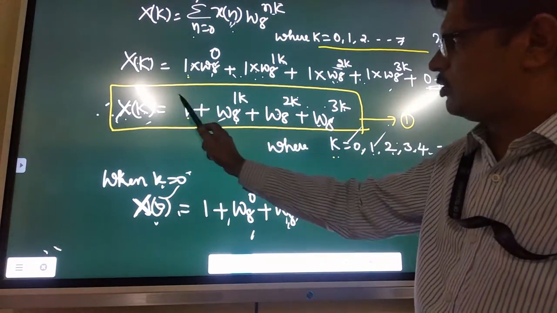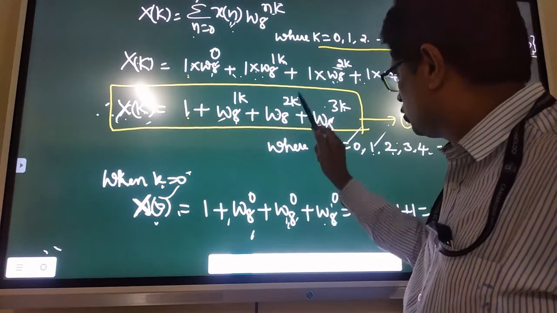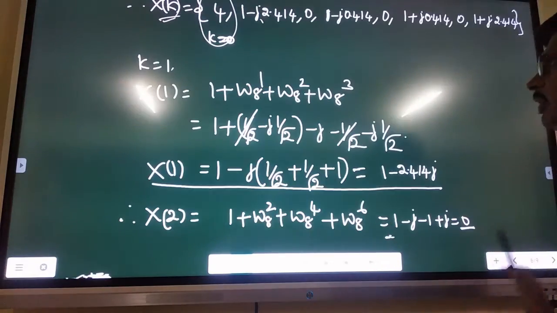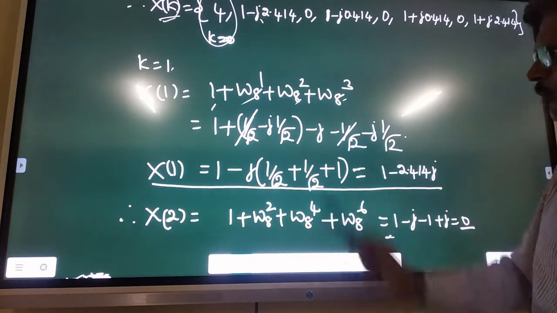k is 1, x1 is equal to 1 plus omega 8 power 1k, 1 into 1, 1, omega 8 power 2 into 1 is 2, omega 8 power 3, that I am solving. Now see, rest is maths. 1 plus omega 8 power 1, omega 8 power 2, omega 8 power 3.